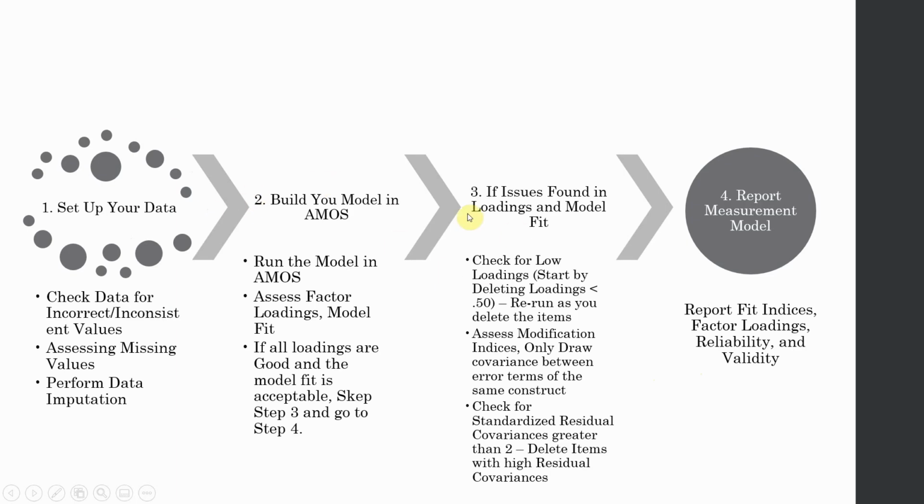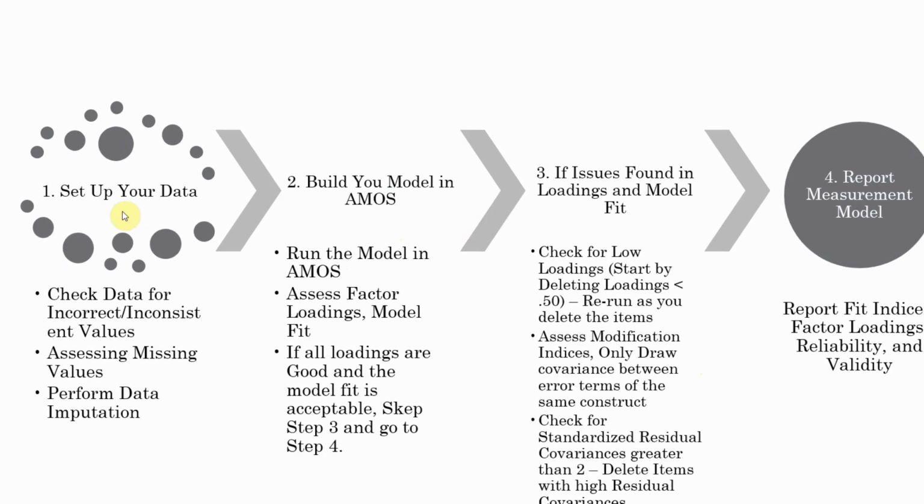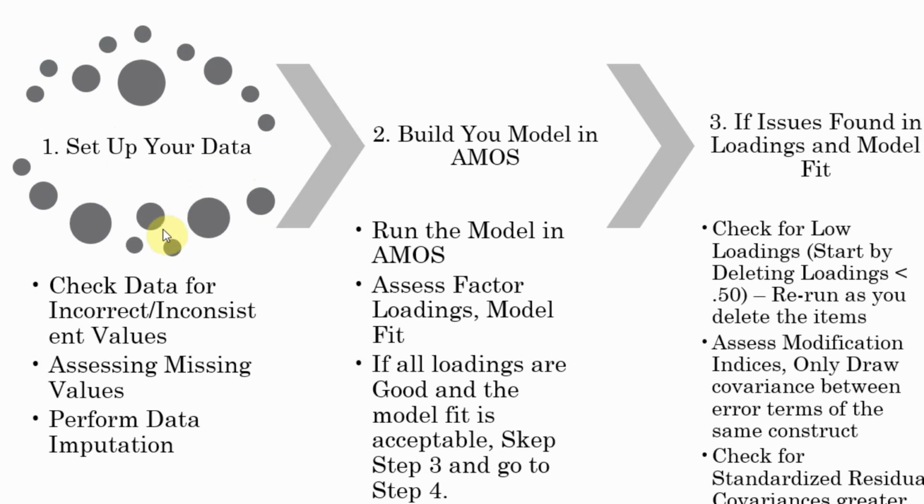Now, here is a process model that one can use to improve the overall model fit. The first step, you have to set up your data. Check the data for incorrect, inconsistent values. Now, there is a video on the channel on how to check and correct the inconsistent values. Assess the missing values and perform data imputation.